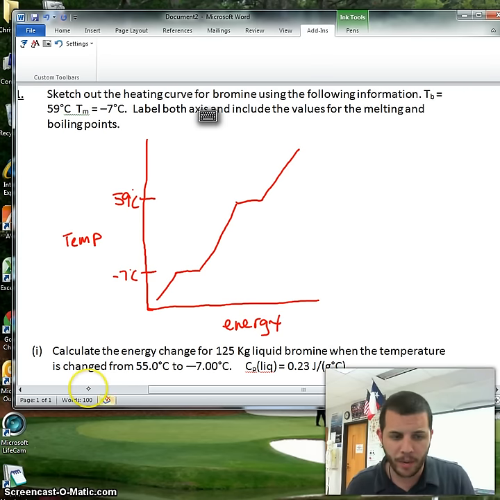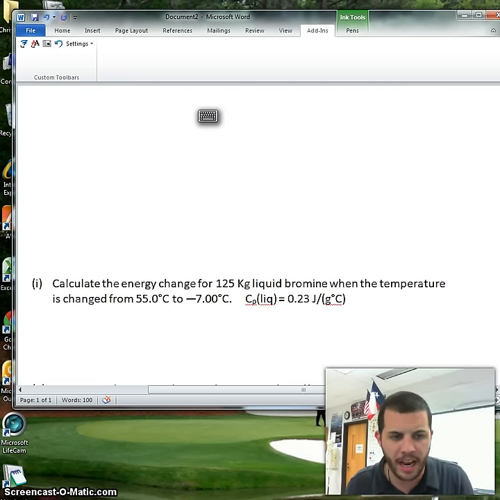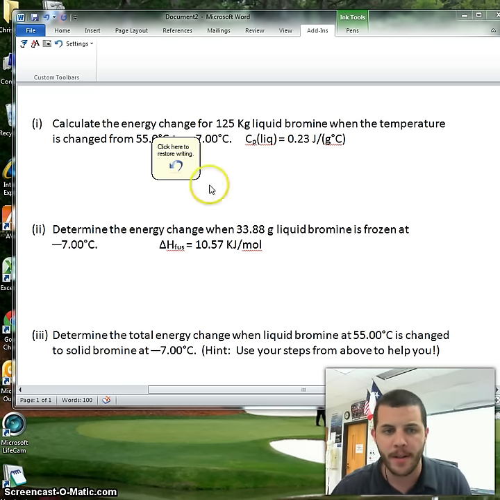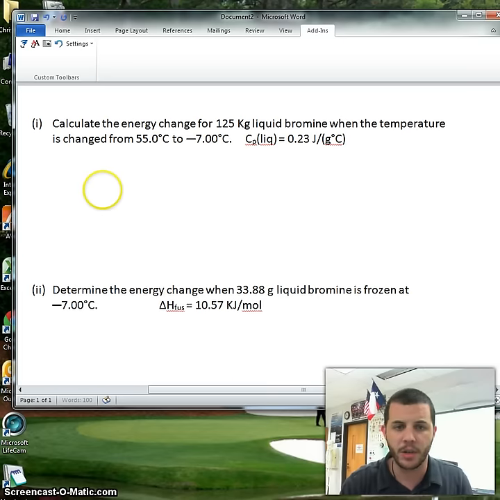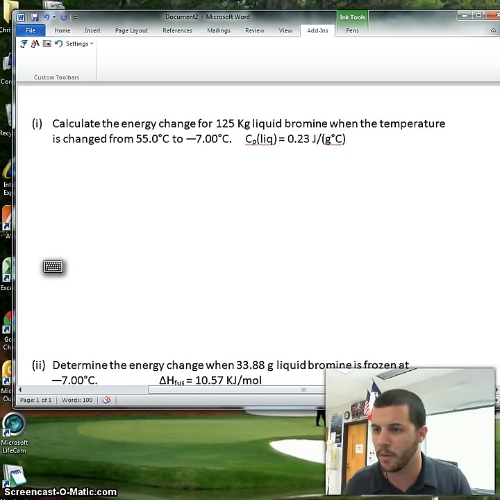Okay, so now we want to go ahead and take a look at this next example. So let's go ahead and we'll get this erased. And let's take a look at part 1 here. Part 1 says calculate the energy change for 125 kilograms of liquid bromine when the temperature is changed from 55 degrees Celsius to -7 degrees Celsius. So let's see what we can do.